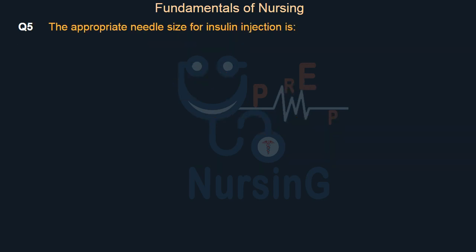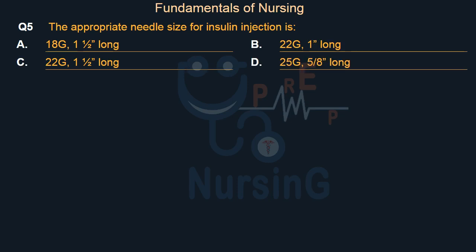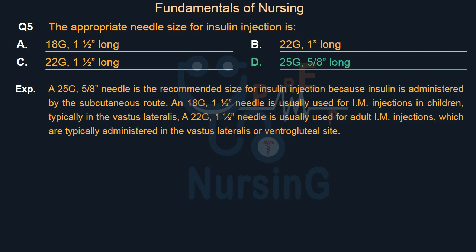The appropriate needle size for insulin injection is: Option A. 18G, 1.5 inches long. Option B. 22G, 1 inch long. Option C. 22G, 1.5 inches long. Option D. 25G, 5/8 inch long. Right answer is Option D. 25G, 5/8 inch long.